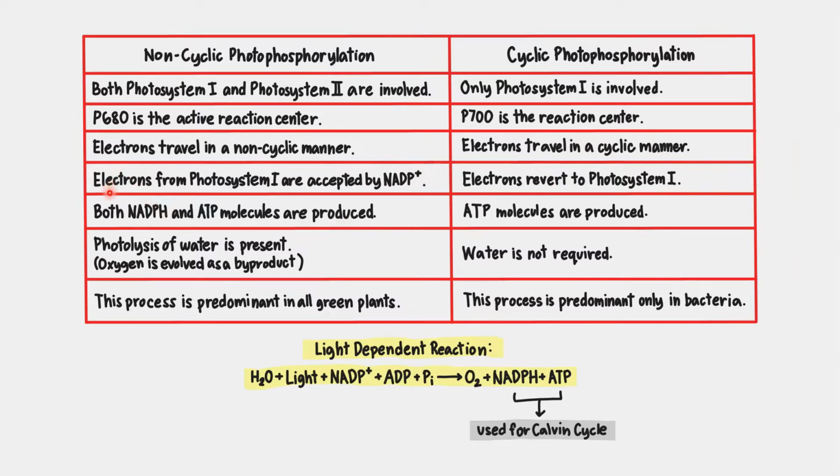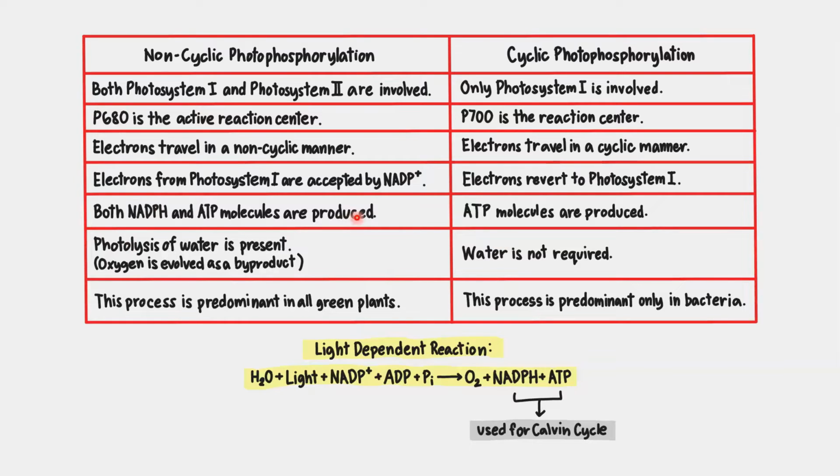For the non-cyclic photophosphorylation, the electrons from photosystem 1 are accepted by NADP+ reductase. While for the cyclic photophosphorylation, the electrons just revert back to photosystem 1 and are not accepted, or do not proceed, to the NADP reductase. For the non-cyclic, both NADPH and ATP molecules are produced. And for the cyclic, only ATP molecules are produced.